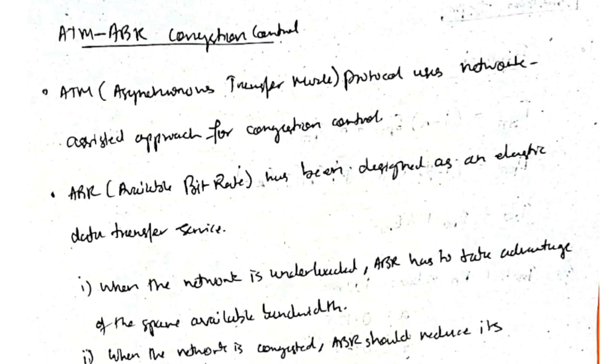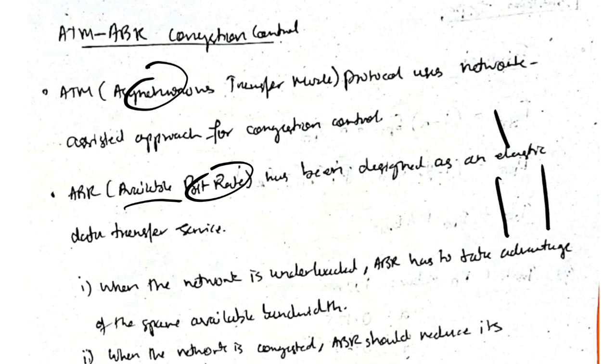ATM means asynchronous transfer mode, and ABR means available bit rate. In asynchronous transfer mode, what happens is, asynchronous means what? It can wait and send. It means the rate of sending is not constant, it can vary. Based on how much space is there, the same case goes for available bit rate also. How much bandwidth is available, how much bitrate is available, based on that the data is getting transferred.